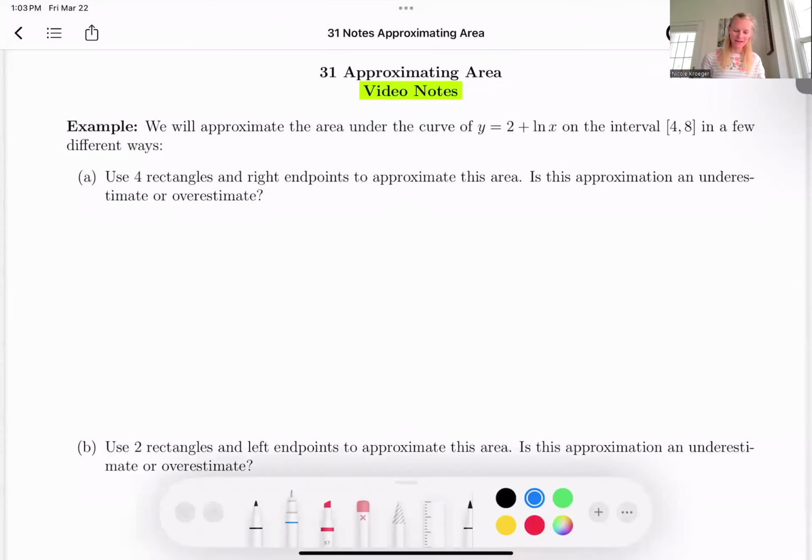We're going to get practice doing another approximating area problem here. And we'll do some more practice with this in class. And then in class, we'll ask, how do I get the exact area under a curve? That will be a good question to ask and answer.